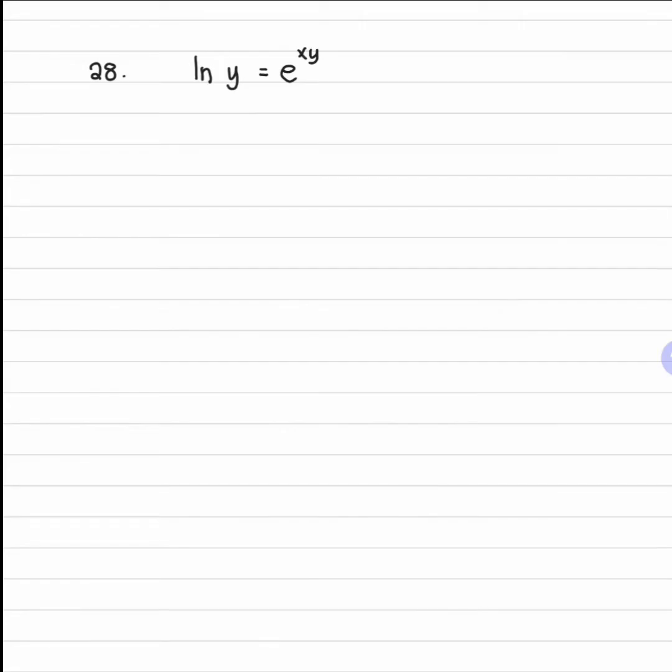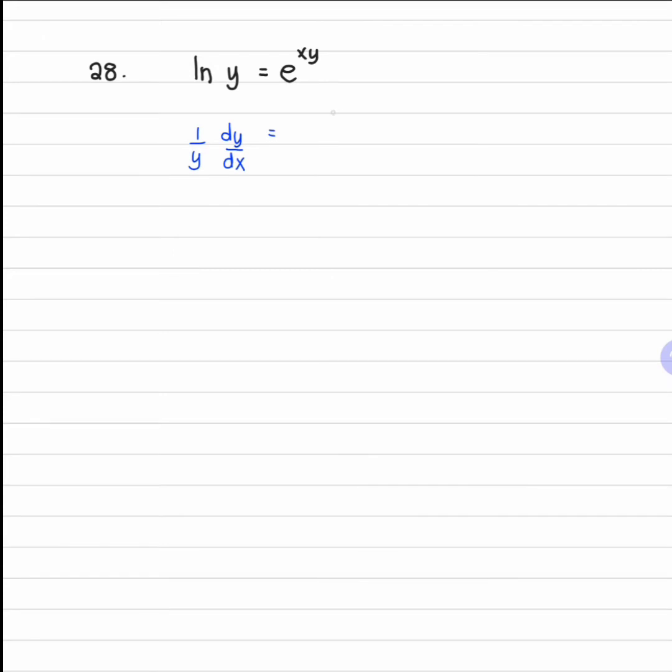Question number 28, we have ln y equals e power of xy. We want to find dy/dx. So we start by differentiating ln y. Differentiate ln y, we get 1 over y dy/dx. Every time we differentiate y, don't forget to put dy/dx. Equals e power of xy. Okay, differentiate the exponent: we copy the question back and multiply with the differentiation of the power.